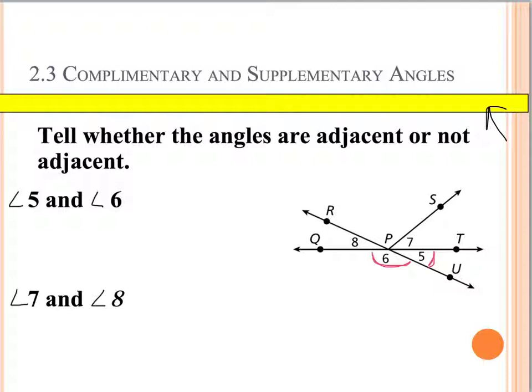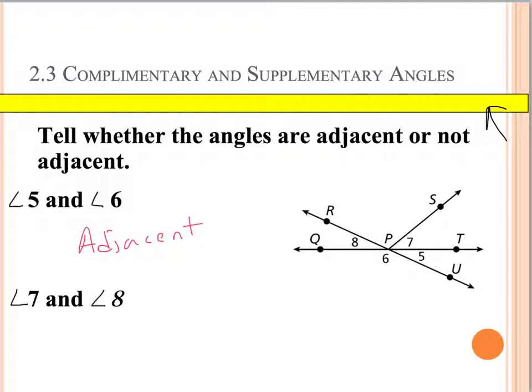Now, the definition of adjacent means they share a common vertex and they share a common side. So if we look at 5 and 6, here's their vertex. They share that vertex together. Then look for a common side, which they do. PU is going to be their common side. So are they adjacent? Yes, they are. So they are adjacent angles because they share a common vertex at P and a common side of PU.